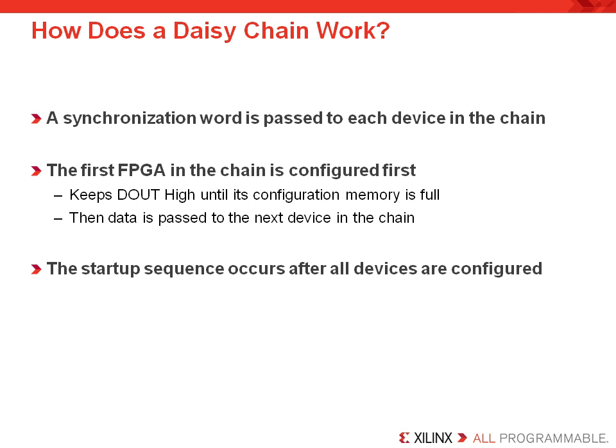So now we just wanted to explain a little bit more about how all this works. The way it works is that a synchronization word is passed to each device. The synchronization word is used to alert the FPGA that configuration data is coming, and it should prepare to receive the data. After the first FPGA is synchronized, it is programmed. During the first device's configuration, it keeps the data out pin high until it is completely programmed. Then data is passed to the next device in the chain in the same manner. After all the devices are programmed, the DONE pins on all the devices are released and pulled high. This DONE signal is used by most designers as a trigger to start the startup sequence of their system.